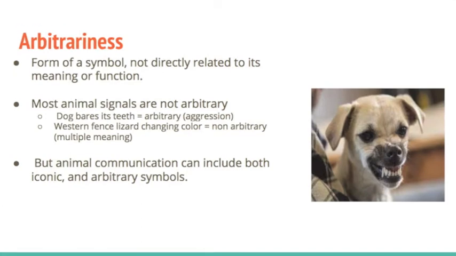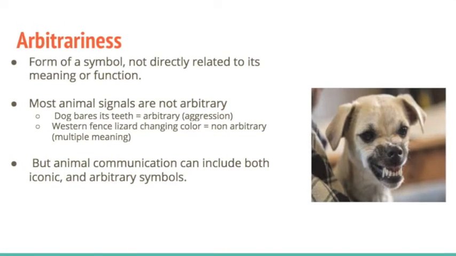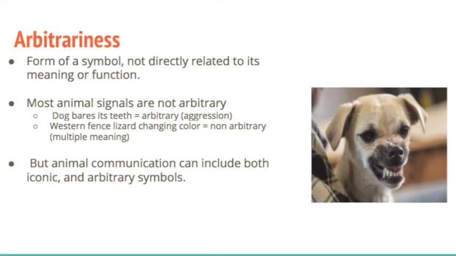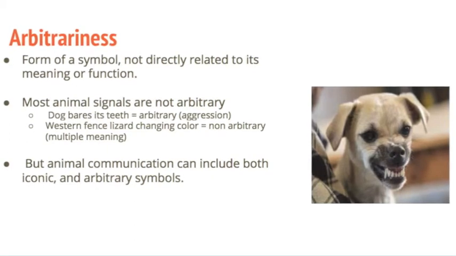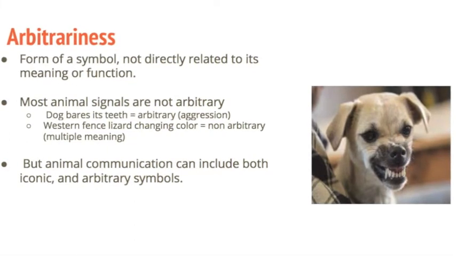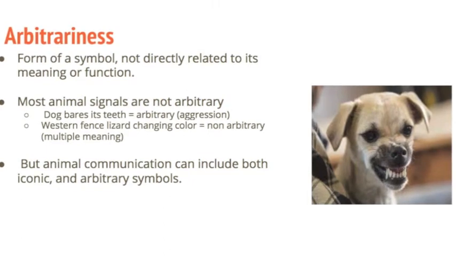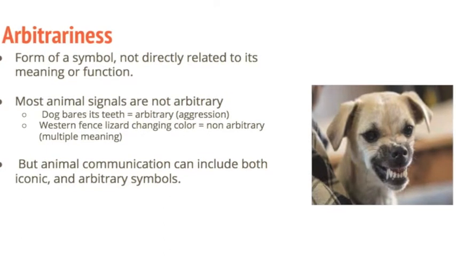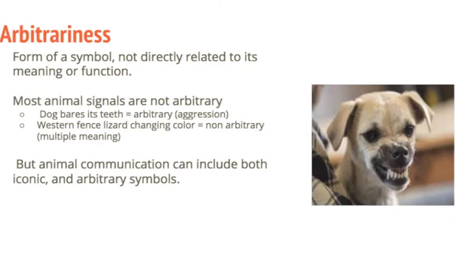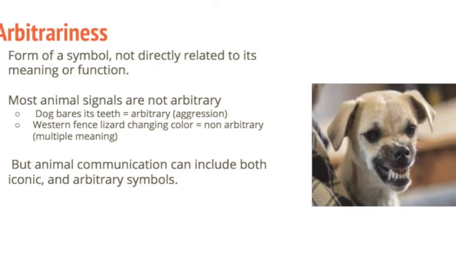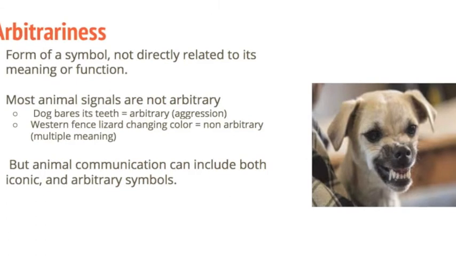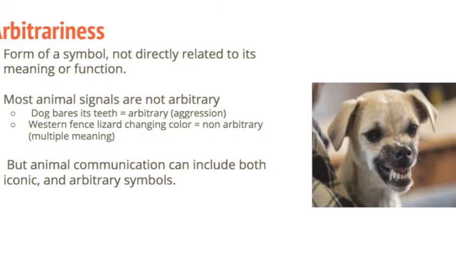Arbitrariness is the form of a symbol that is not inherently or directly related to its meaning or function. An example of this design feature is when a dog bares its teeth in order to indicate that it is ready to attack. The specific signal of the bared teeth directly correlates to its meaning. In relation to humans, there are some words in language with sounds that seem to echo sounds and therefore seem to have a less arbitrary connection.